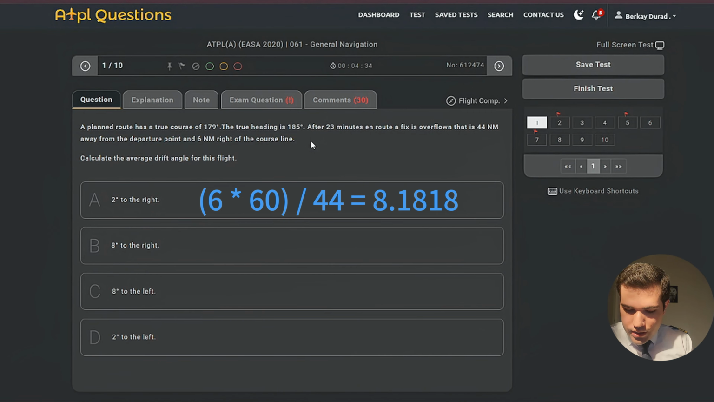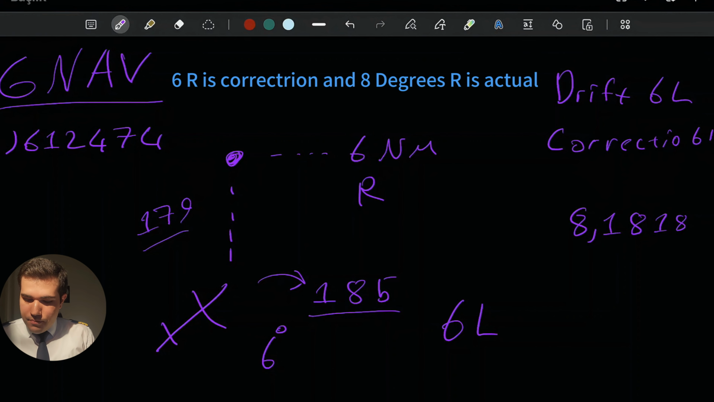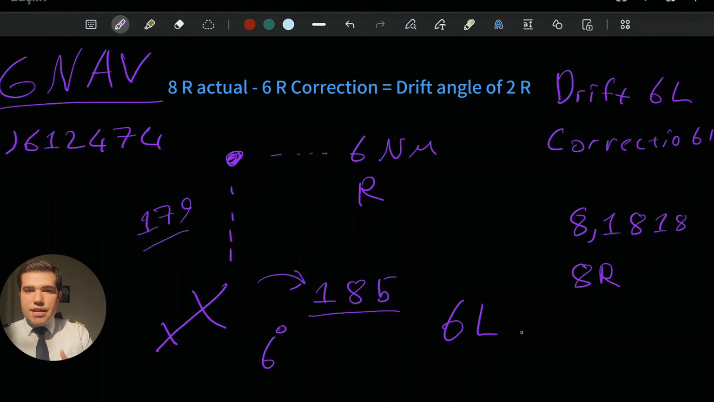So basically we know that we have the correction for 6 degrees to the right, but now we are actually 8 degrees to the right. So the difference between 6 degrees and 8 degrees will be 2 degrees to the right. That gives me the answer A, and if I press on it, it is the correct one.